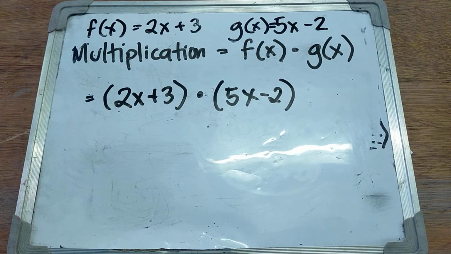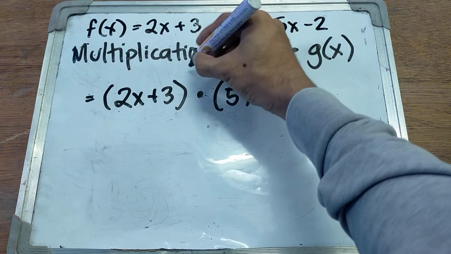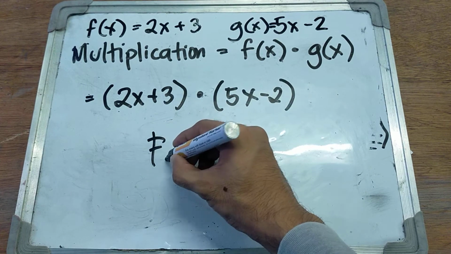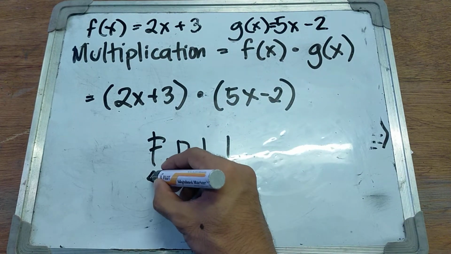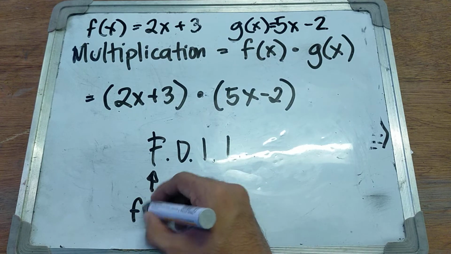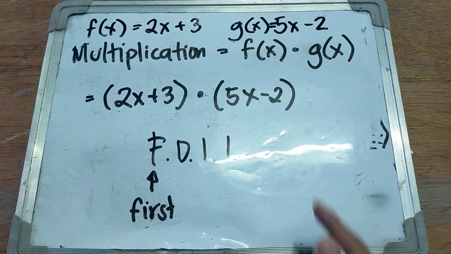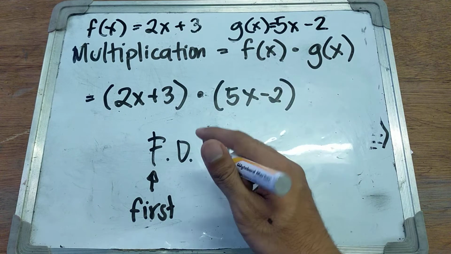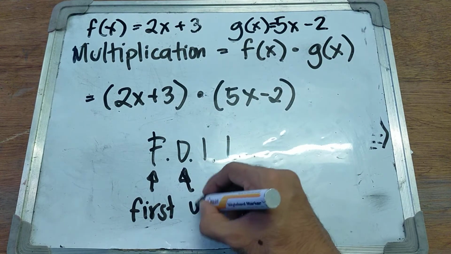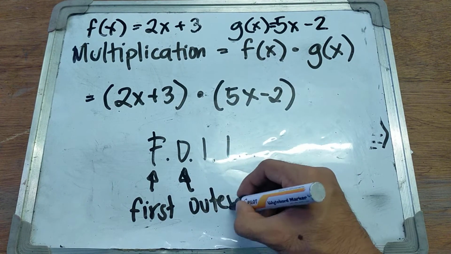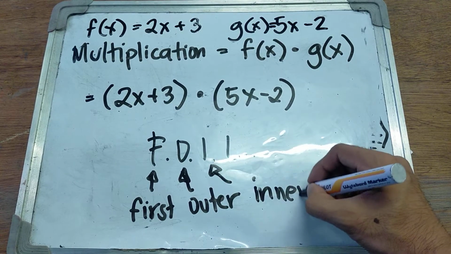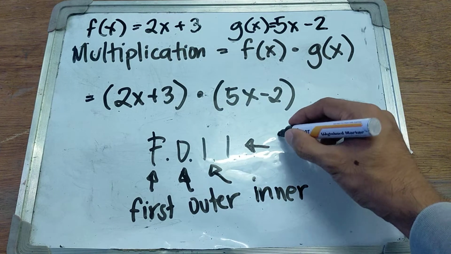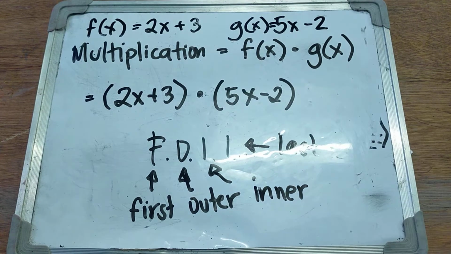Okay, so gagamitin natin yung tinatawag nating FOIL method. So ibig po sabihin ng FOIL method, we are going to multiply the first term of each given equation, and then next is the outer part, next is the inner, and last will be the last term of each function.